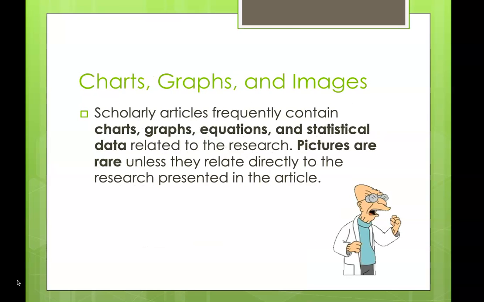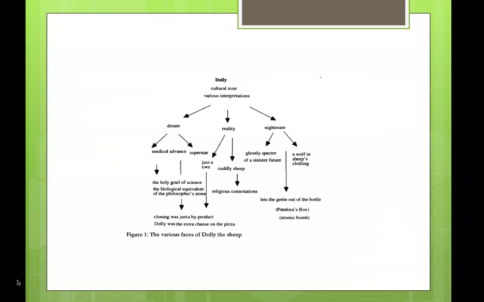Scholarly articles also frequently contain charts, graphs, equations, and statistical data related to the research. Pictures are rare unless they relate directly to the research presented in the article. Here is an example of a flowchart in an article illustrating a concept for readers. You don't always have to understand the graphs and images, but you do want to look at them to see if they reflect the conclusions the authors are making.